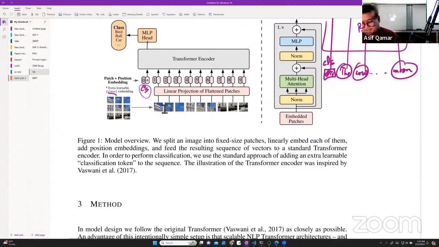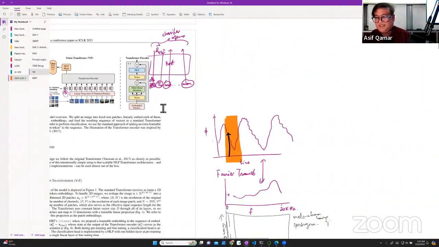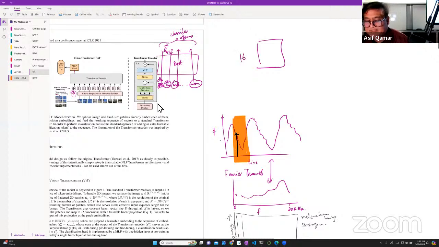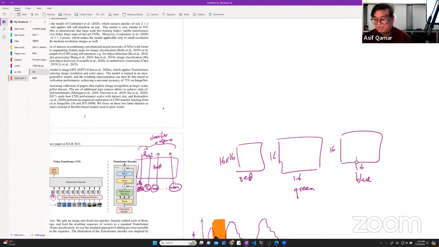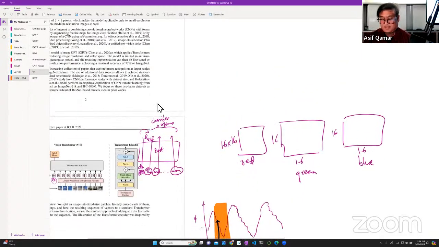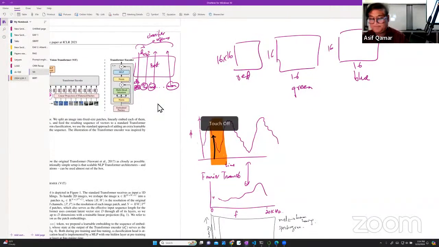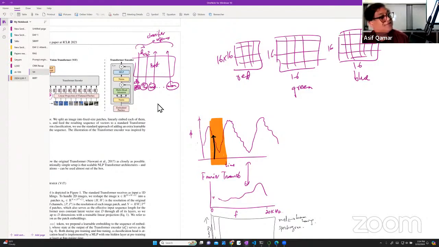So let's take a little patch. Let's illustrate this with a little patch. If I take a 16 by 16 patch, it will be made up of 3 channels, 16 by 16 red, green, blue. This is also 16 by 16. Each of these channels is just a number, isn't it?